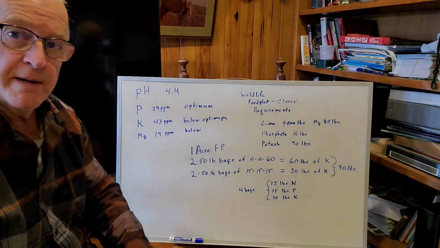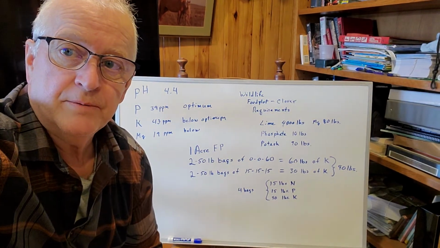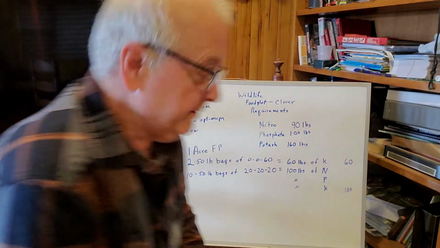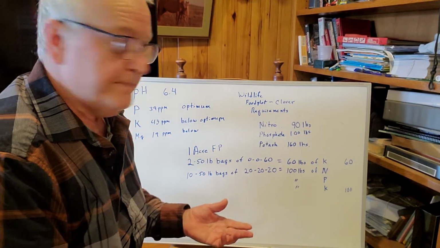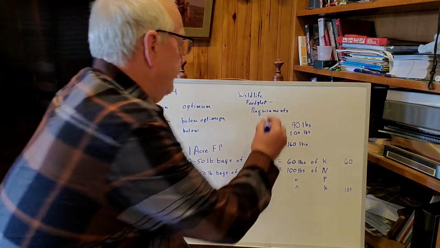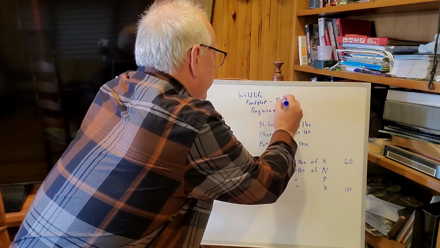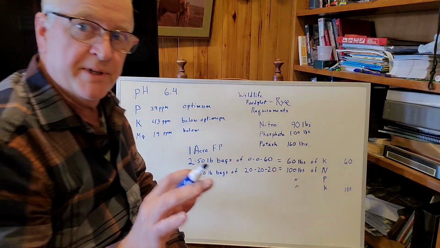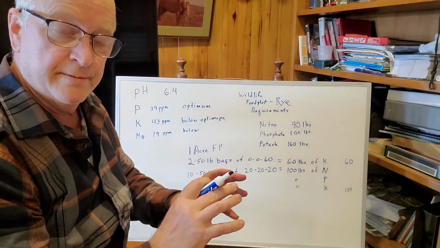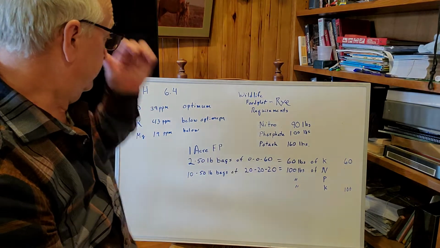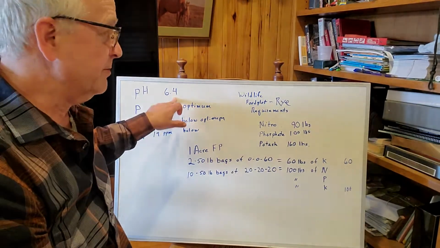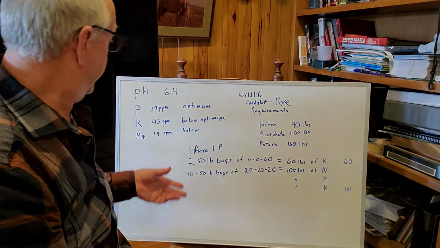Now, let me think up another example and share that with you. Here's another real life example. This is going to be a rye food plot. When I put rye on my soil test as my crop, when I turned it in, I said I wanted to plant rye. The pH came back 6.4, so we don't have to worry about lime.